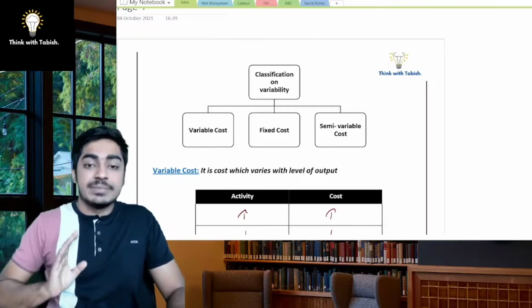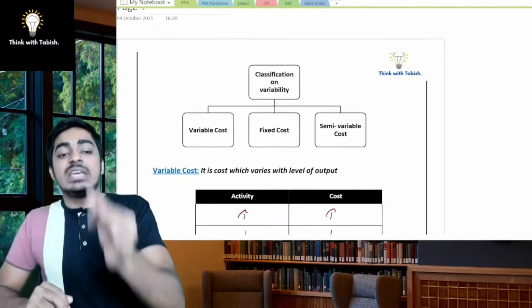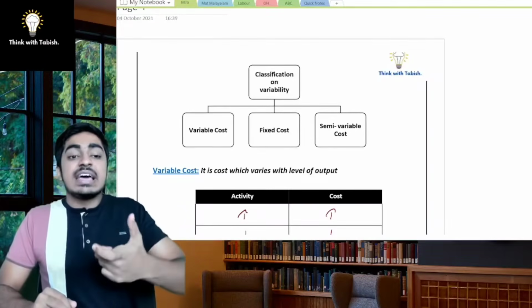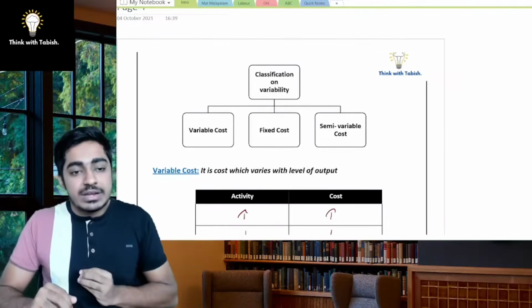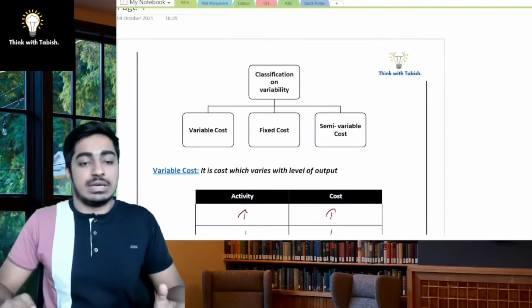Say for example, rent. And we also have semi-variable cost, which is partly varying with the level of output. Say for example, we have electricity. Electricity has a bare minimum of 100 rupees per month. You use it, you don't use it, we have to pay 100 rupees. But the more we use it, over and above 100 rupees, it goes on increasing.